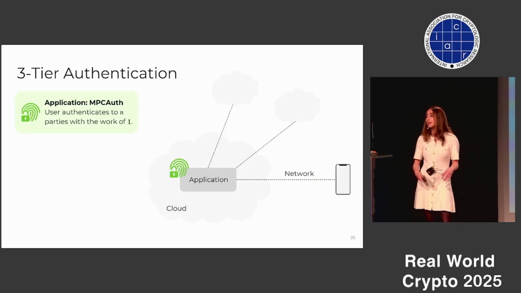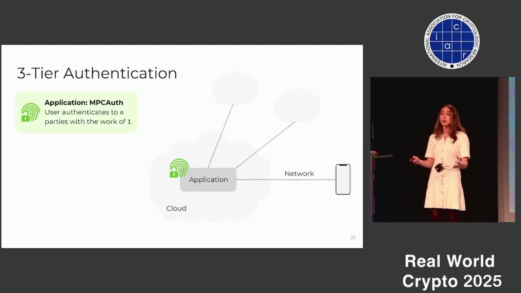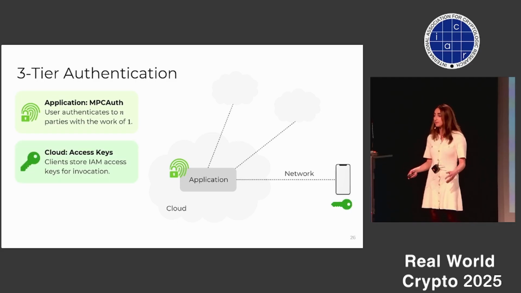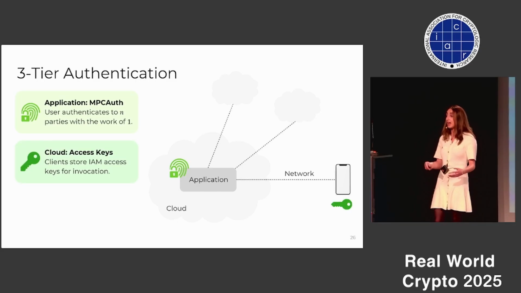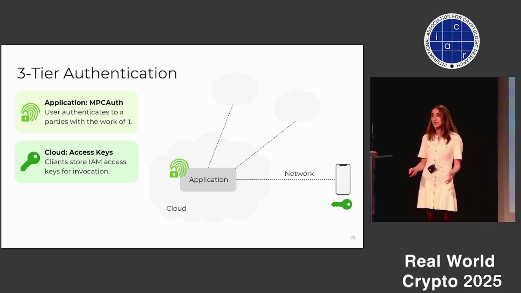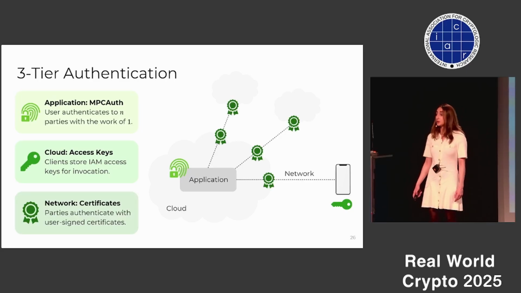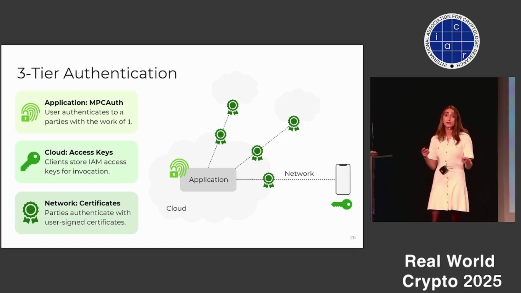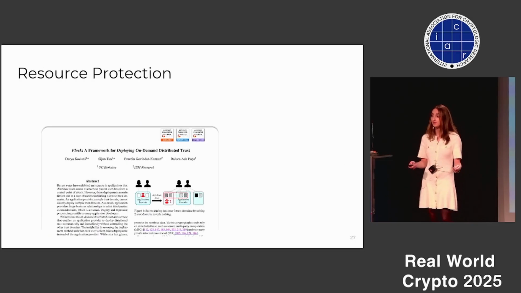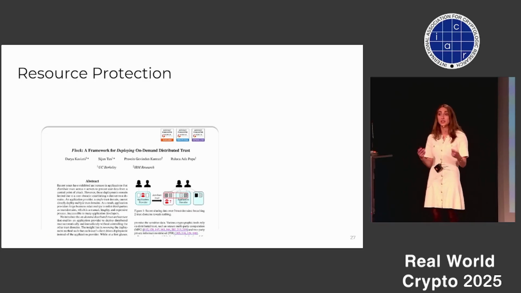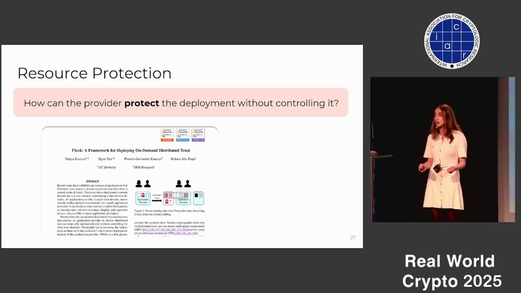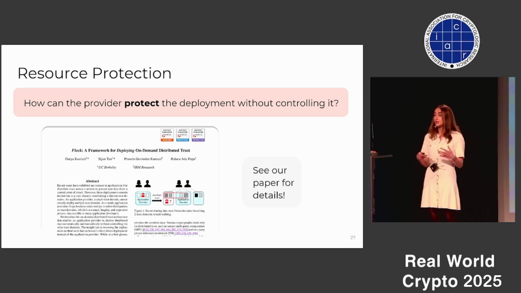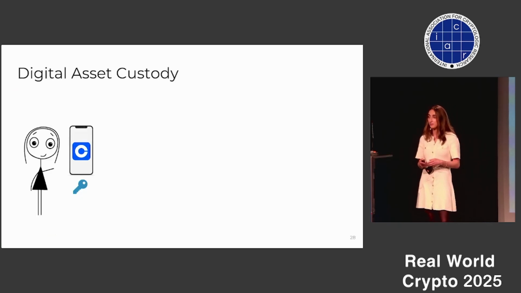To secure the application layer, we used MPC Auth, which is a cryptographic protocol that allows a user to authenticate to n parties with the work of 1. To secure the cloud layer, we used cloud IAM access keys for invocation purposes. And for the network layer, we used certificates. So parties authenticate with user-signed certificates to one another whenever they're forming their network connections. Another challenge, which you can read more about in our paper, is resource protection. How can the provider protect the deployment without controlling it? For this, I encourage you to take a look at our paper.